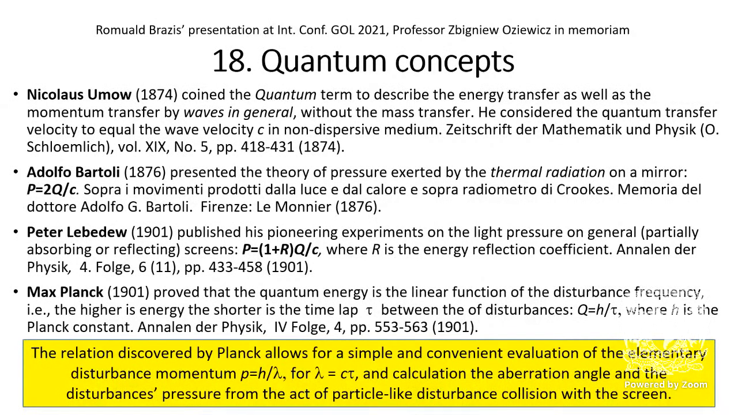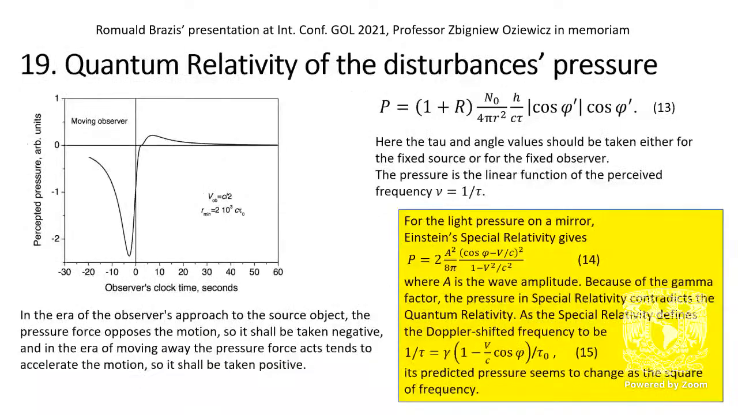And the quantum concept starts from Nikolaus Umov, then Adolfo Bartoli, and Peter Lebedev, and finally Max Planck, who proved that the quantum energy is the linear function of the disturbance frequency. So the relation discovered by Planck allows for a simple and convenient evaluation of the elementary disturbance momentum and a calculation of the aberration angle and the disturbance pressure from the act of particle-like disturbance collision with the screen. And here is the example of such calculation of disturbance pressure.